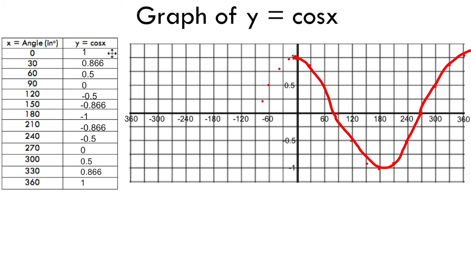So the graphs of sine and cos share similar features. They both have a period of 360 degrees. It takes 360 degrees for these to repeat through one full cycle. They both have a maximum value of 1, because remember we use that unit circle to develop each of these graphs.